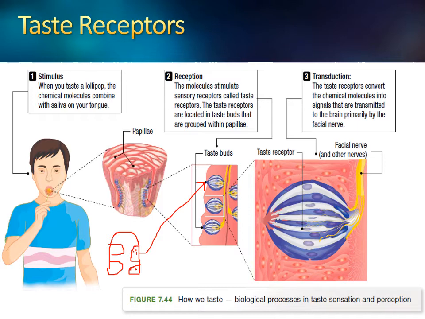Then what happens is the taste receptors convert the chemical molecules. So in the taste buds, see how it goes up here, right? In the taste buds, they get transferred through the taste receptors, which convert the chemical molecules into signals, because you can't send the molecules to your brain, right? The molecules actually go down to the stomach, but the signals need to be converted into energy that can be transferred into the brain, and that's through the facial nerve, so it can be interpreted.